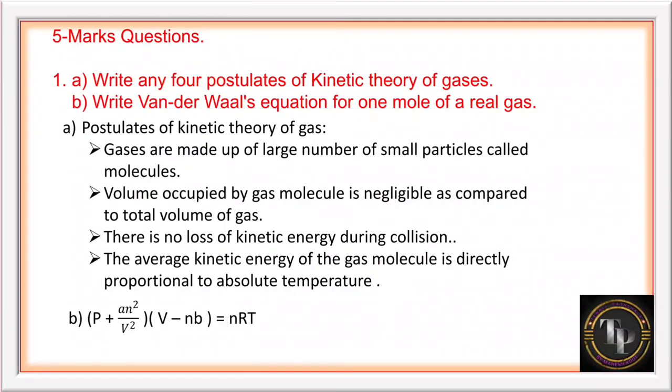Write van der Waals equation, not the ideal gas equation. They are asking the van der Waals equation for real gas. P plus an square divided by V square, into bracket V minus nb, is equal to nRT. So they are asking for 1 mole, so in place of n you put 1. In an square, in place of n you put 1. So 1 square means 1 only. Here also nb is there, in place of n you put 1. Here also nRT is there, in place of n you put 1. So what are you getting totally? P plus a divided by V square, into V minus b, is equal to RT. This is the correct answer.